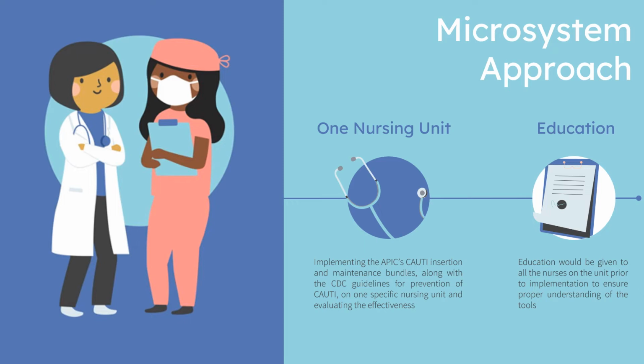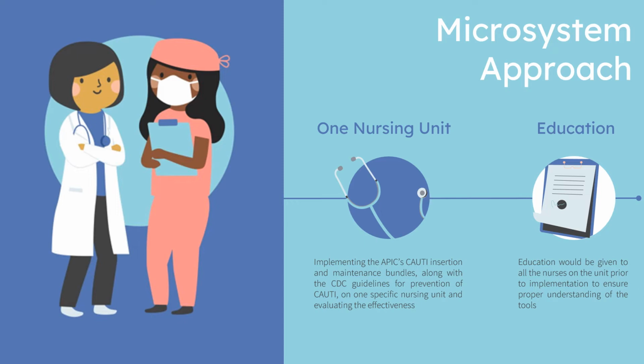Education would be given to all of the nurses on the unit prior to implementation to ensure proper understanding of the tools. After 3 months of the CAUTI prevention plan, data from before the implementation and data at the end of the 3-month period would be compared to evaluate the effectiveness of the plan.